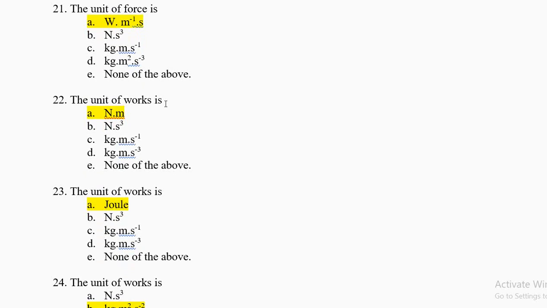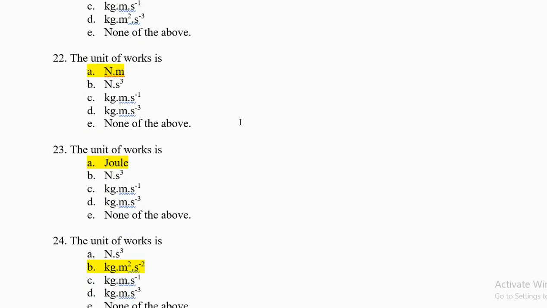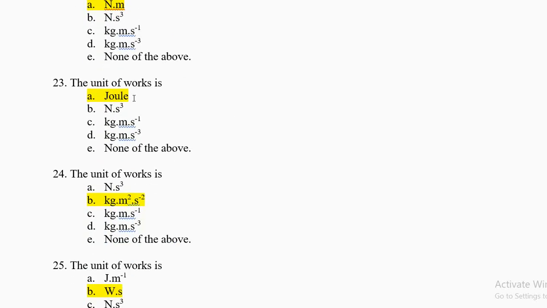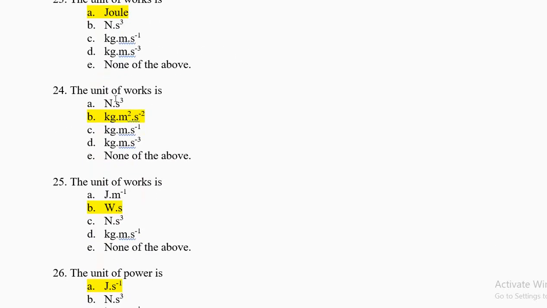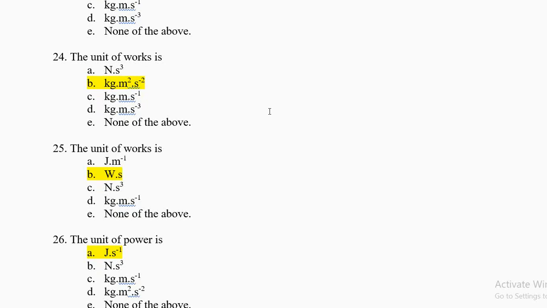Then the unit of work is 22nd, Newton meter. 23rd, the unit of work is Joule. Then again, 24th, the unit of work is kilogram meter squared second minus 2. So 24b, all these questions are similar. They are just using the same idea again and again. The unit of work is watt second.